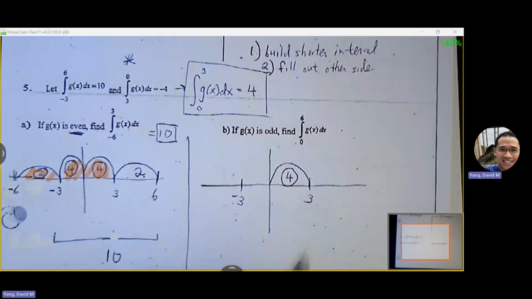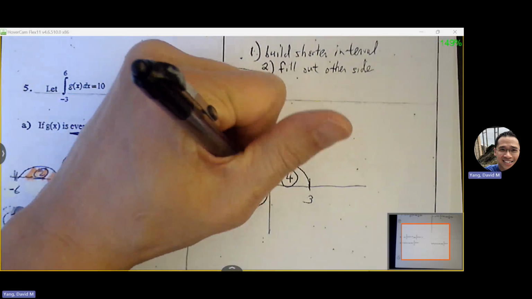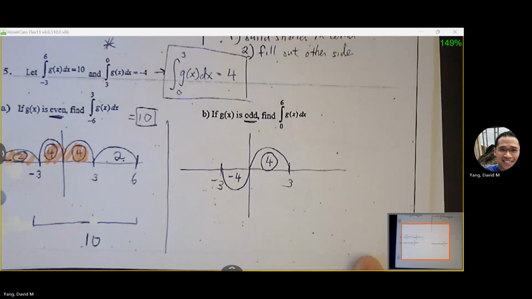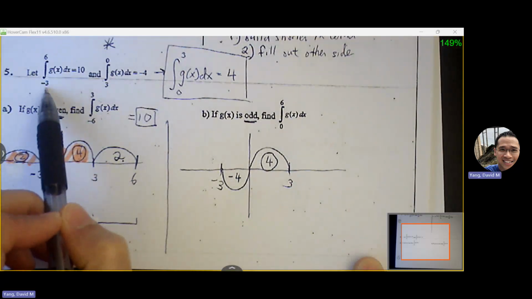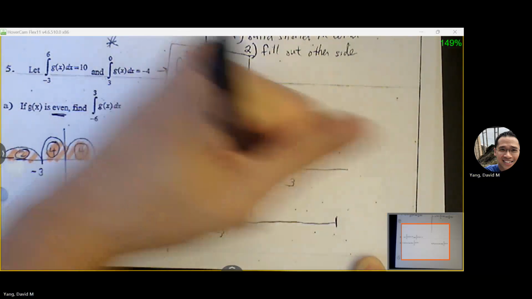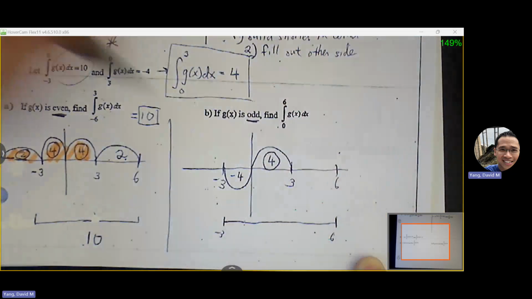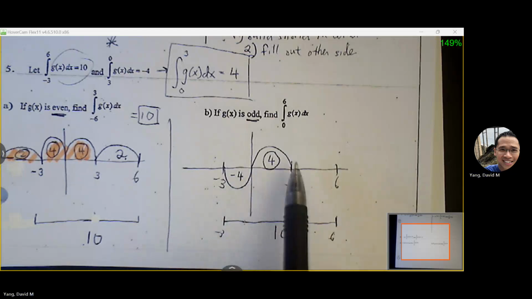So what do I know about the other side? Opposite, right? So it's going to be -4. Okay, now let's move on to our larger region. There's an overlap from -3 all the way to 6. We know that all this is going to total to be 10. So we already have -4 and 4 showing. What must be the region from 3 to 6?